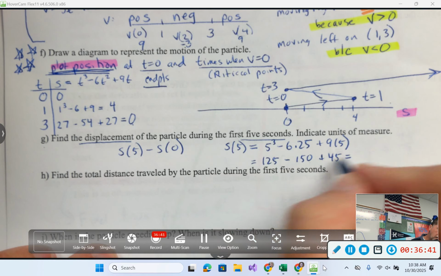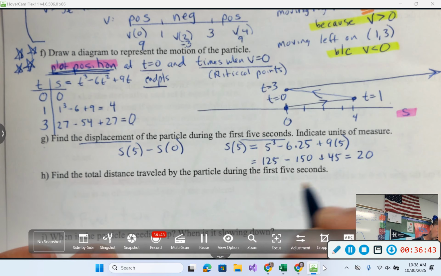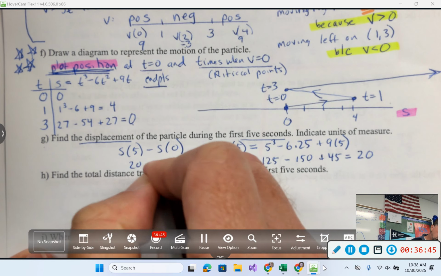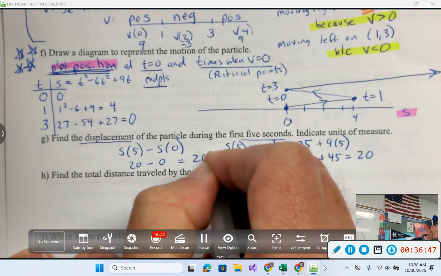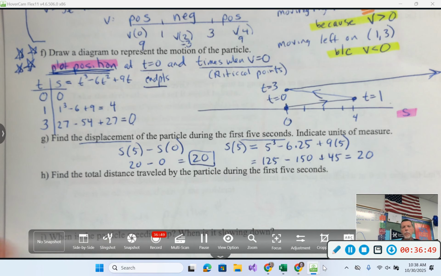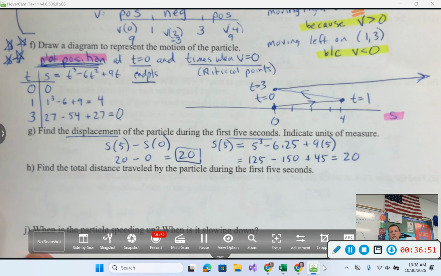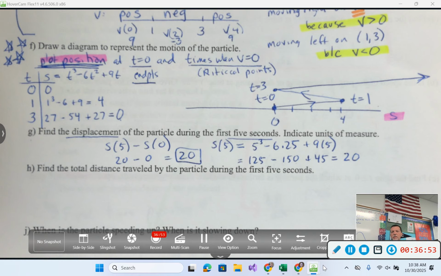Negative 25 plus 45 is 20. So 20 minus 0 is 20. So the displacement during the first 5 seconds is 20 meters. We're 20 meters away from where we started. That's what that means. 20 meters away from where we started.